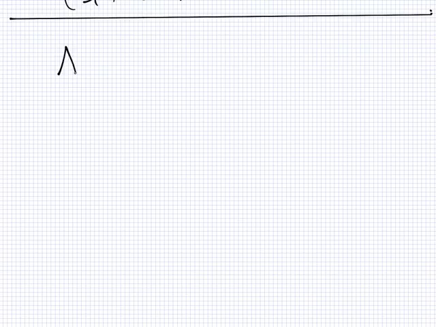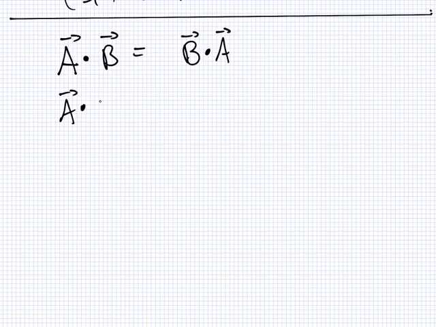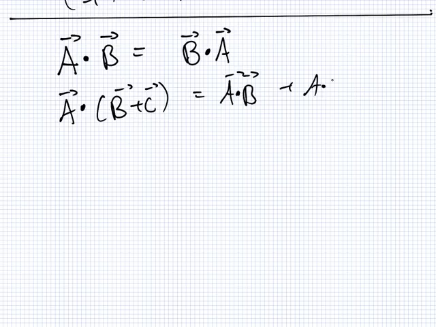So first thing is, if you have vector A and you dot it with vector B, that will be the same as B dot A. And likewise, if you have vector A dotted with B plus C, that will be the same as A dot B plus A dot C. Yeah. So it's a lot like multiplication. It has the same properties as multiplication.